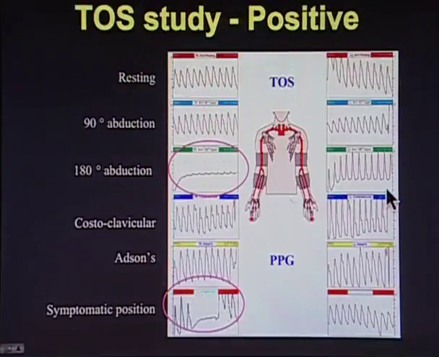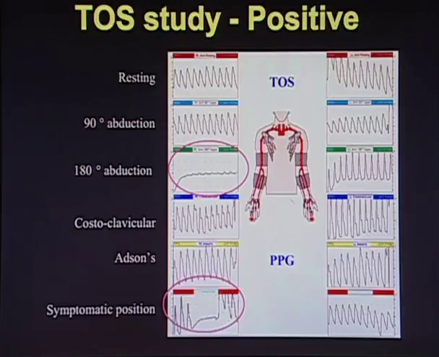Here's an example of a positive study. Again, he's using PPGs. We've recorded from the index finger of the right hand and the left side. We've recorded it in the resting position, 90-degree abduction, 180 degrees, which tends to go flat line. Costoclavicular position, no change. This is the Adson's maneuver or the pledge position. And then this patient in the symptomatic position, the PPG tracing has gone flat line. So when we relieve the symptomatic position, have their arm down, pulsatility comes back.